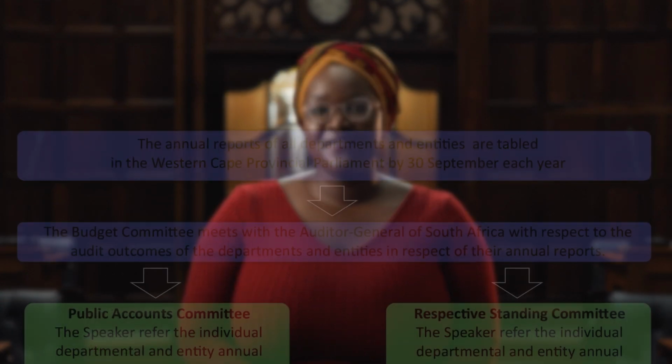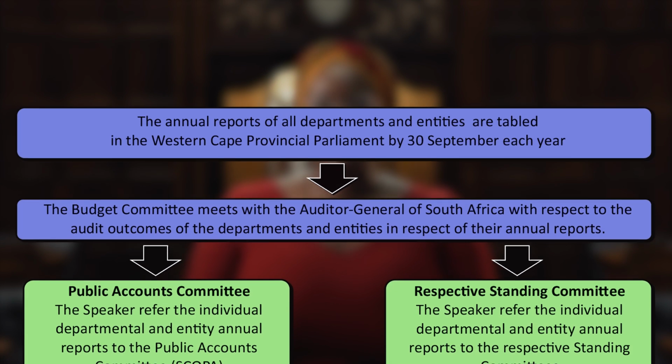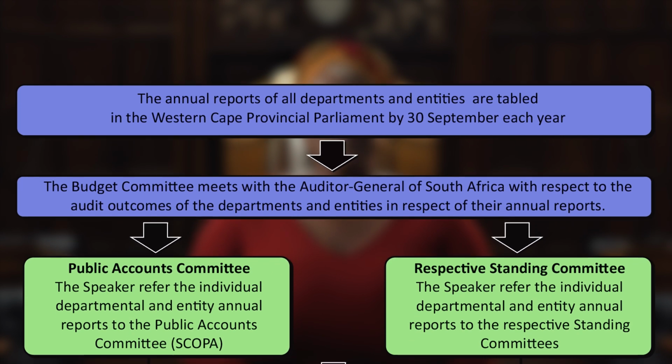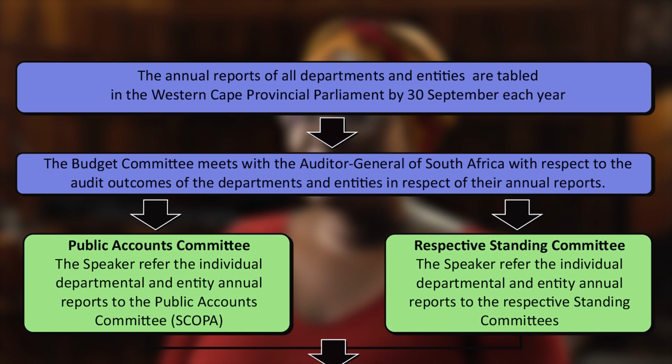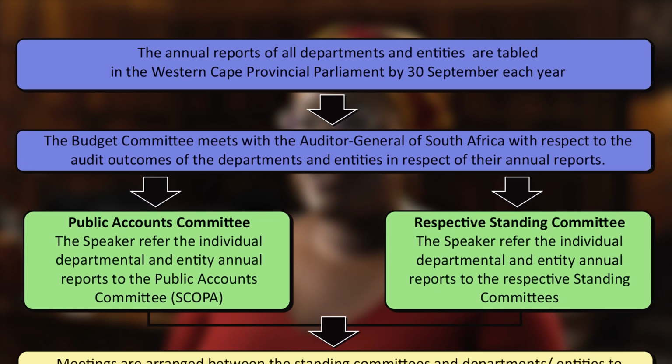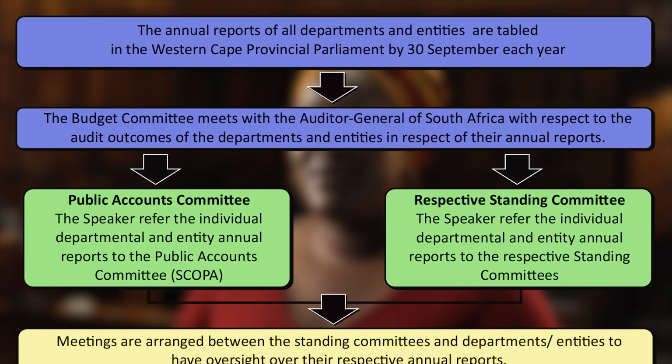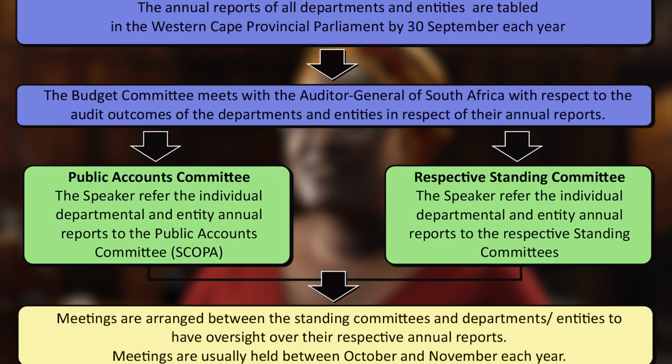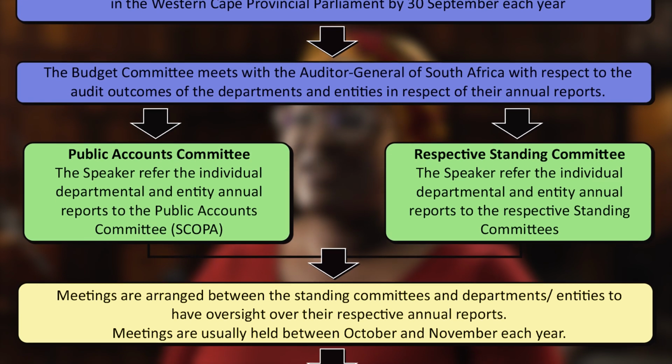What is the annual reports process? Step 1. Before the 30th of September every single year, the government departments will table their annual reports in the Western Cape Provincial Parliament. Step 2. The Speaker will then refer the annual reports to the Standing Committee on Public Accounts, as well as to the relevant standing committee of the government department or entity.